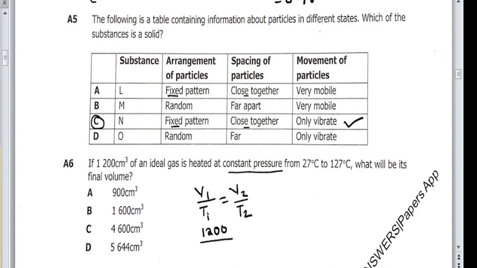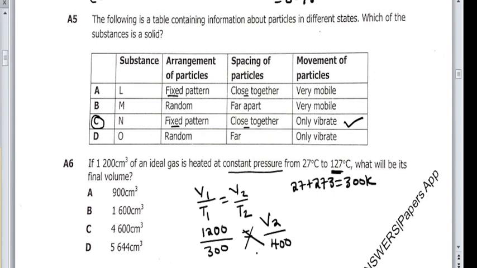Then the first temperature is 27 degrees. But remember, temperature should be in kelvins. To convert this temperature to kelvins, you just say 27 plus 273, and we get 300 K. So this will be 300. This should give us the second volume, which is what we are looking for, V2. Then for the second temperature, you add 273 to 127 and it gives you 400.